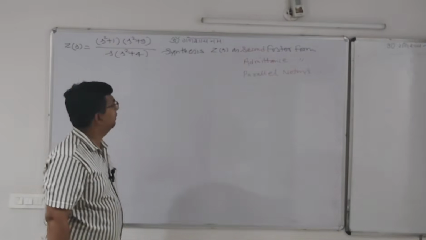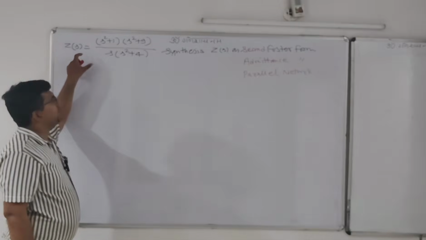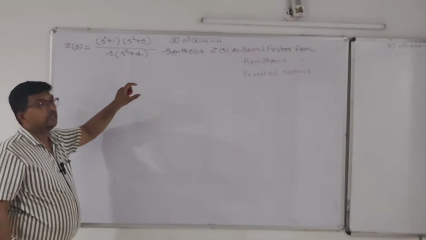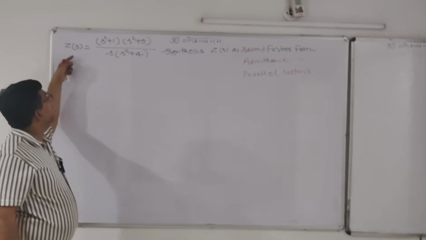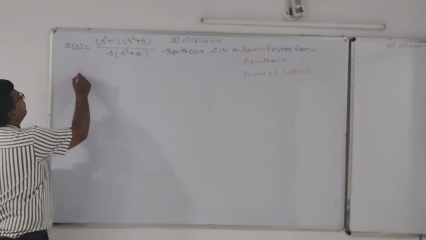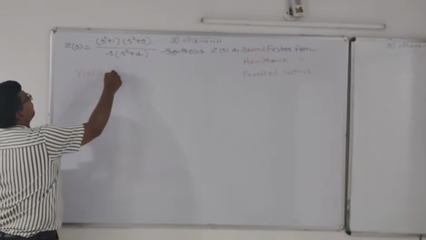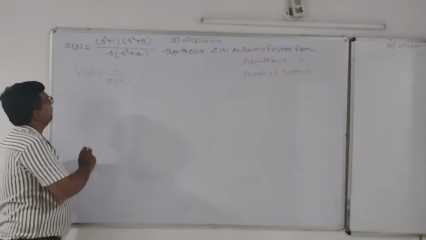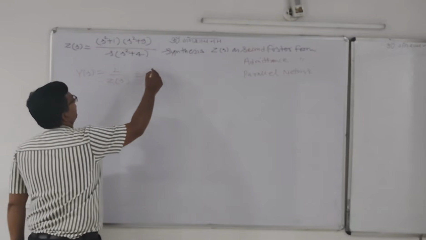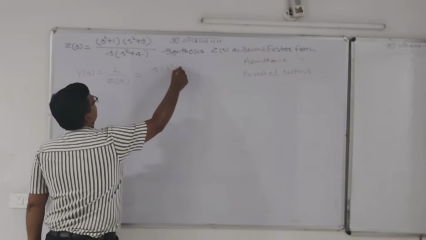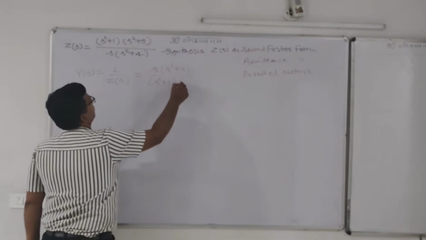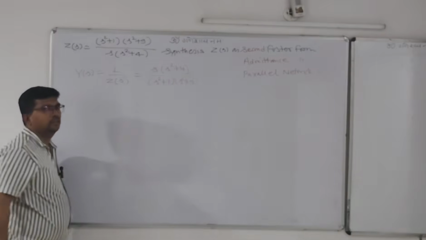It means, to synthesize this impedance function as a second Foster form, we have to first convert the given impedance function into an admittance function. It means we have to first determine the admittance of the given impedance function, which is Y(s) equals 1 upon Z(s). So it becomes s into (s square plus 4) upon (s square plus 1) into (s square plus 9).